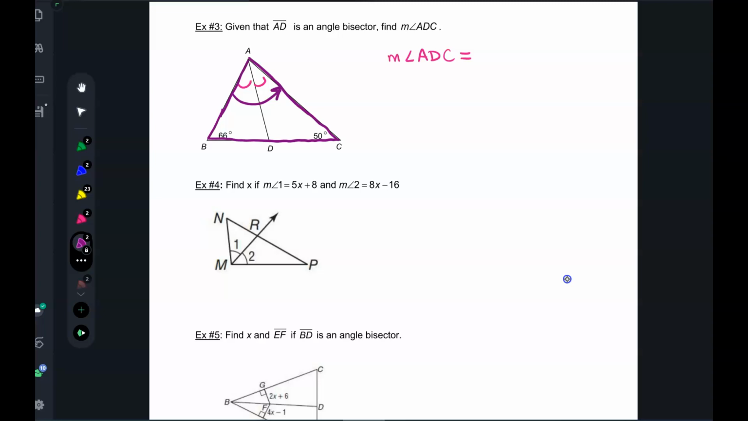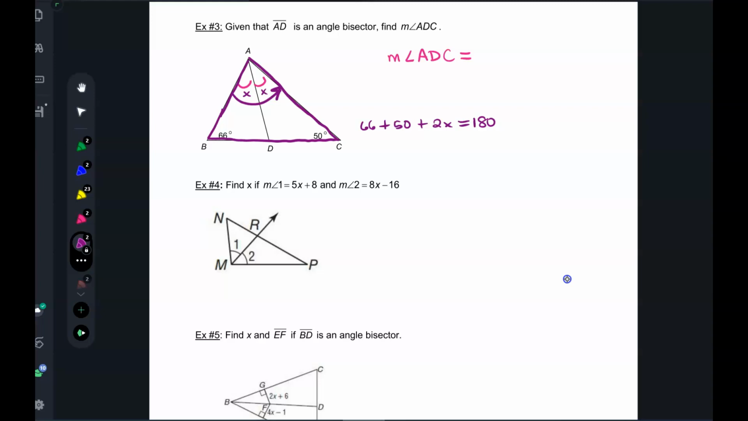Can you show us the other options? I don't understand that. I could do 66 plus 50 plus 2x. Why 2x? Because it's two things that we don't know: this is x and this is x. But can you show us the one you were going to tell us? Yeah. Just add the bottom together and subtract it from 180.